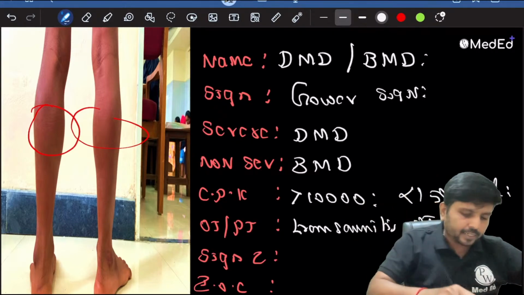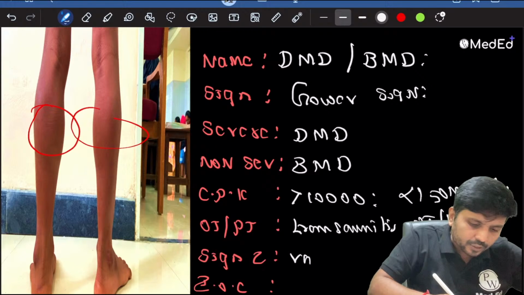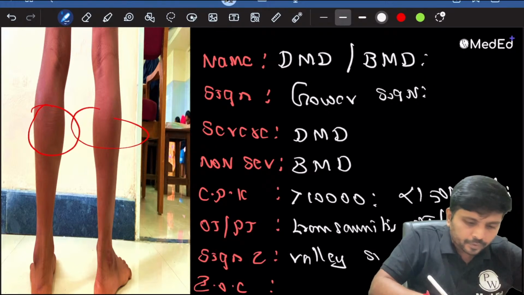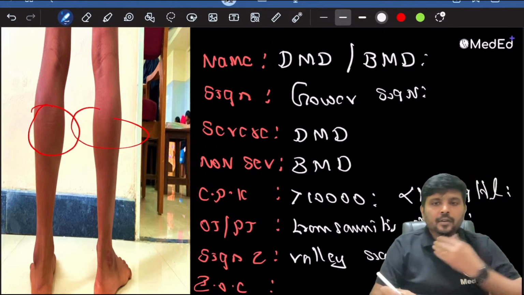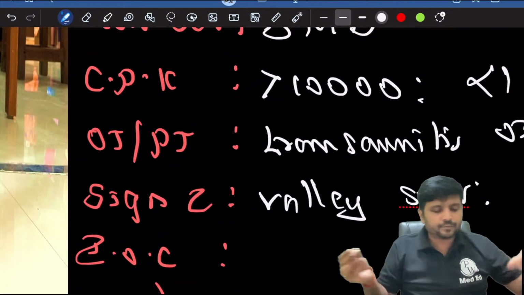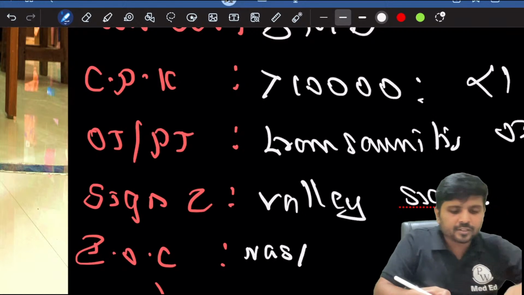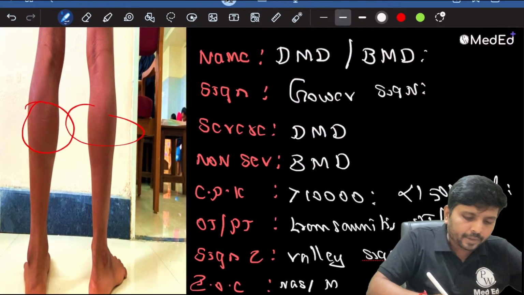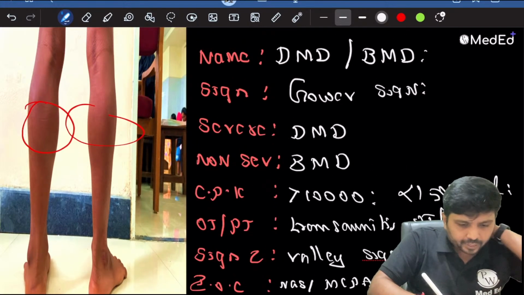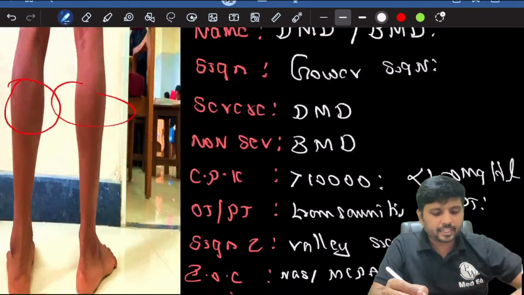Okay, right. What is the sign I told you? Gower sign. One more sign is called Valley sign. So what is the investigation of choice? Investigation of choice is next generation sequencing, MLPA, to find out the exon deletion.